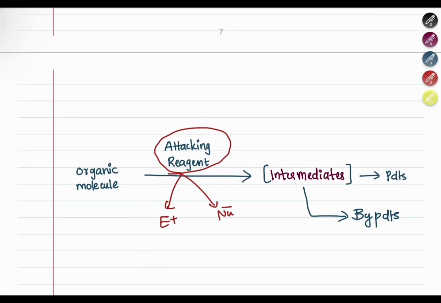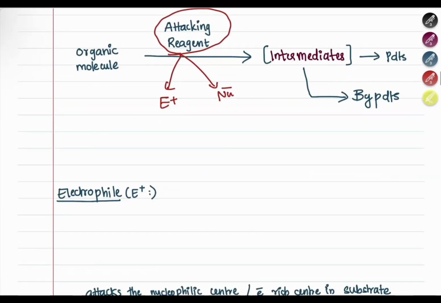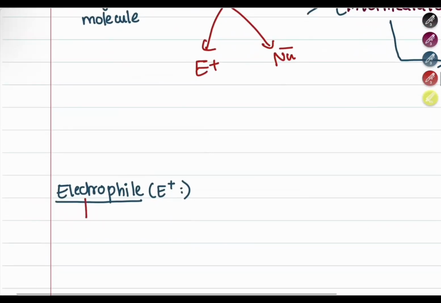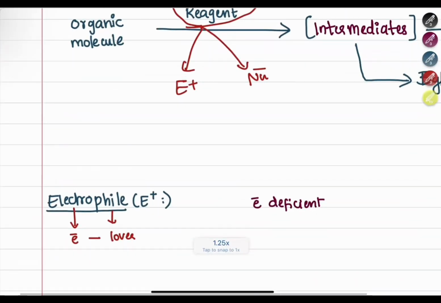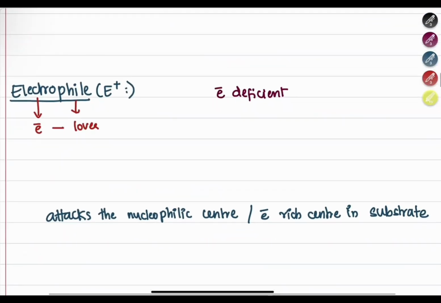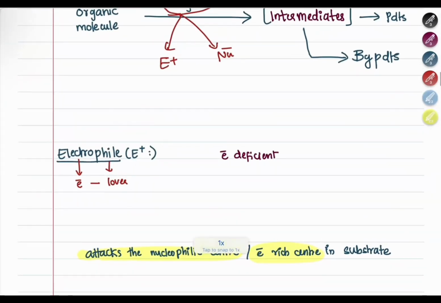So first we'll discuss electrophile. From the name itself we can see, electro means electron, phile means lover. So this molecule is an electron lover, meaning this molecule is an electron deficient molecule. Due to the deficiency of electrons in this molecule, it loves electrons. So this molecule will attack the nucleophilic center or electron rich center in our substrate and we'll get the product. And the electrophile can be of two types. Either it can be a positively charged electrophile or it can be a neutral electrophile.